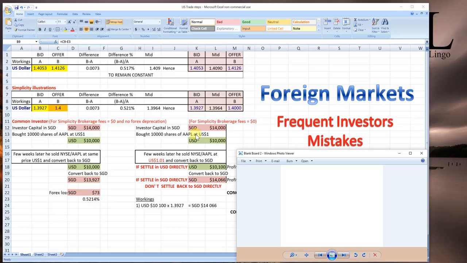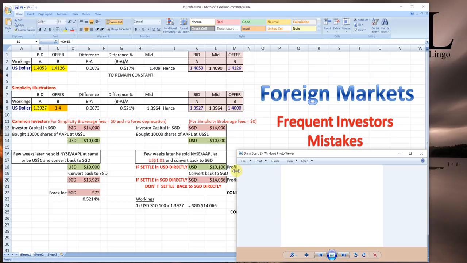Now assume the same situation: the investor has 14,000 Sing dollars and likewise he's going to buy 10,000 US Apple shares at US $1 each, hence he converts 14,000 Sing dollars to USD 10,000. Now the good thing here is that the share price has risen from $1 to 1.01. Now here's the tricky part. If the investor were to convert it back to USD, he gets $10,100, and that's a good thing with the capital of 10,000.